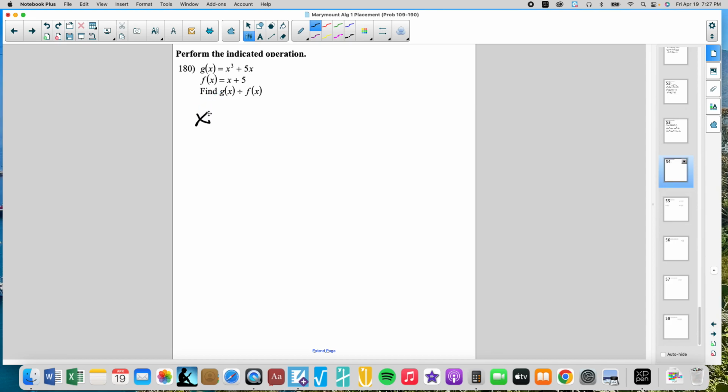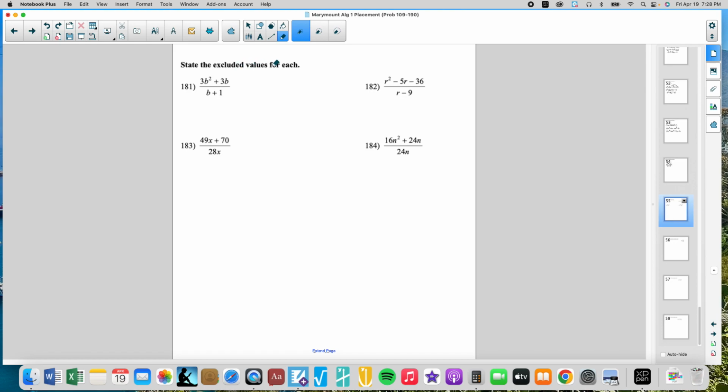G of x divided, x to the third plus 5x divided by x plus 5. We are doing long division. No, we can factor out an x. Yes, we are doing long division. Oh my goodness. Or are they just going to do this? Let's see. Indicated operation. Oh, imagine if we had to do long division. No, they leave it like that. Okay, you don't have to do long division. You got lucky. State the excluded values.